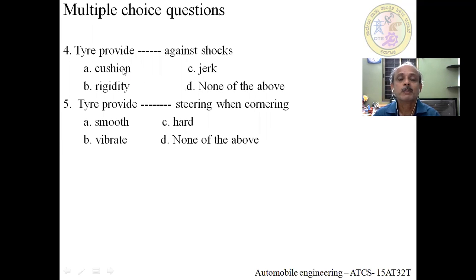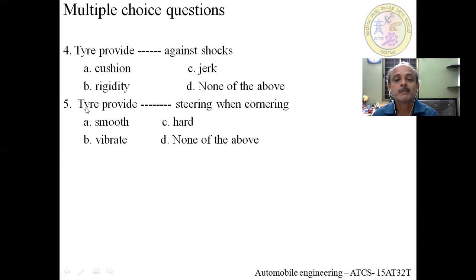Next, question number 4 is, tire provides dash against shocks. We have already studied. Options are A cushion, B rigidity, C jerk, D none of the above. Tire provides cushion against shocks. That is the answer. So answer A is correct.